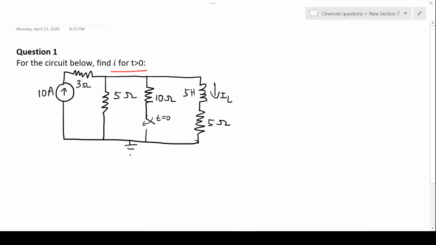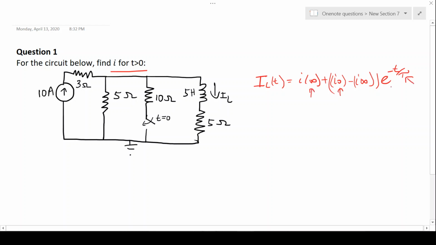That's the current flowing through the inductor, and we know that that current should be given by I infinity plus I0 minus I infinity, e to the negative t over tau. So we need to get the current at time t equals infinity, the initial current, and the time constant.